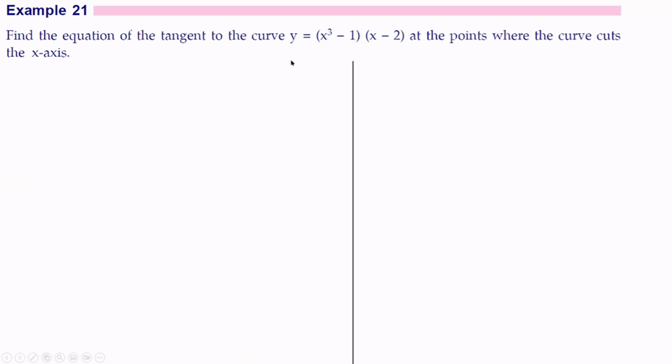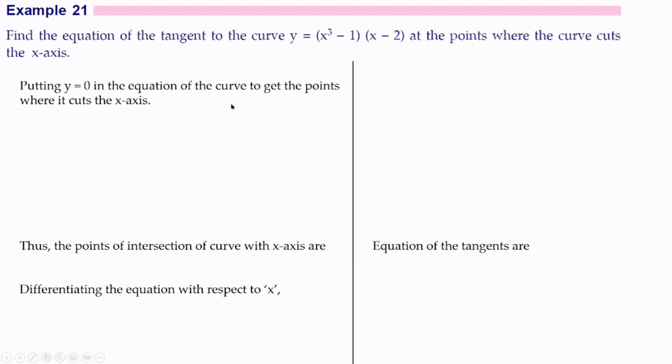Next we have, find the equation of the tangent to the curve y equal to x cube minus 1 into x minus 2 at the point where the curve cuts the x-axis. So here we need to find the equation of the tangent at those points where this curve cuts the x-axis. If the curve cuts the x-axis, then the y-coordinate is 0. So putting y equal to 0 in the equation of the curve, we get 0 equal to x cube minus 1 into x minus 2. So from this we get 0 equal to x minus 1 into x square plus x plus 1 into x minus 2. So we get x as 1, 2. We cannot equate x square plus x plus 1 to 0, because we would get a complex number for x. Therefore, the points of intersection of the curve with the x-axis are 1 comma 0 and 2 comma 0.